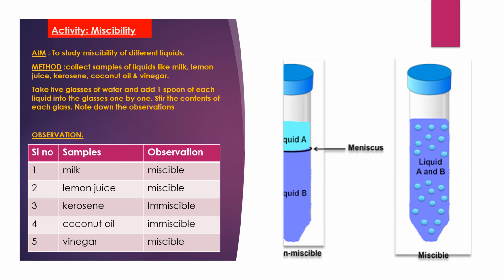So you have got the observation listed over here. Milk is miscible with water, lemon juice is miscible, kerosene is immiscible, coconut oil is immiscible, and vinegar is miscible. So what happens actually is when two liquids are added, you can see the picture. The liquid A and liquid B do not mix properly. They remain as separate layers.